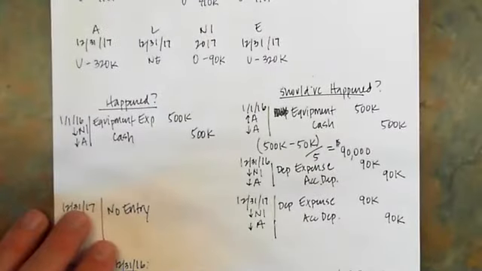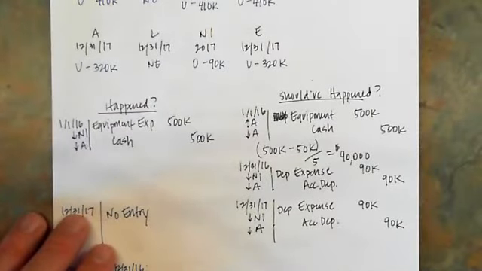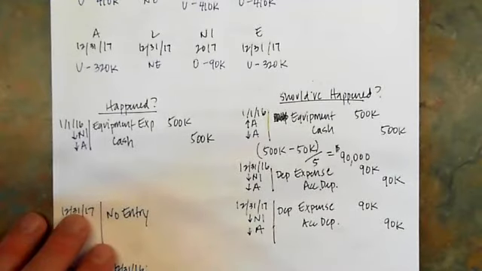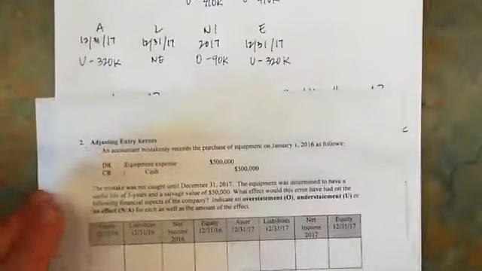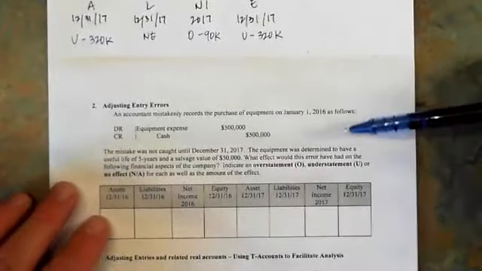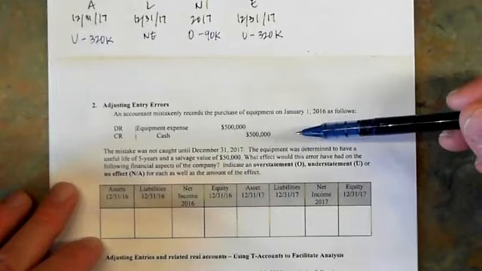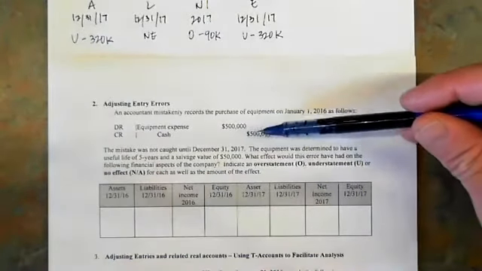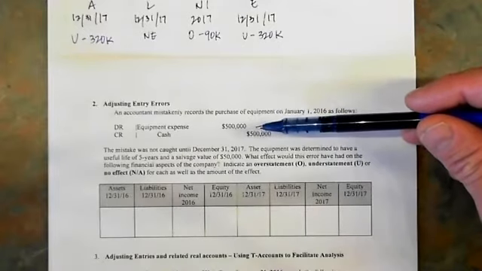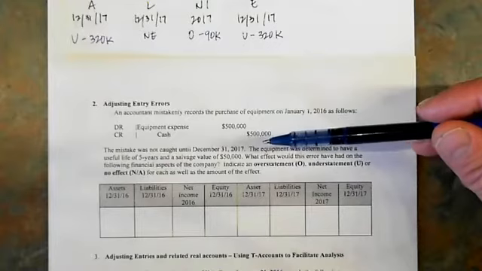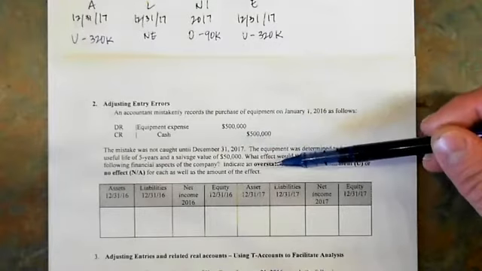Okay, number 2 is another one of these adjusting entry errors. I think these adjusting entry errors are interesting problems because they really force you to think about the process. Now, this adjusting entry error happens with equipment expense and cash. They recorded the purchase of equipment as an expense, which we know is incorrect. We want to debit the asset account and credit the cash account.